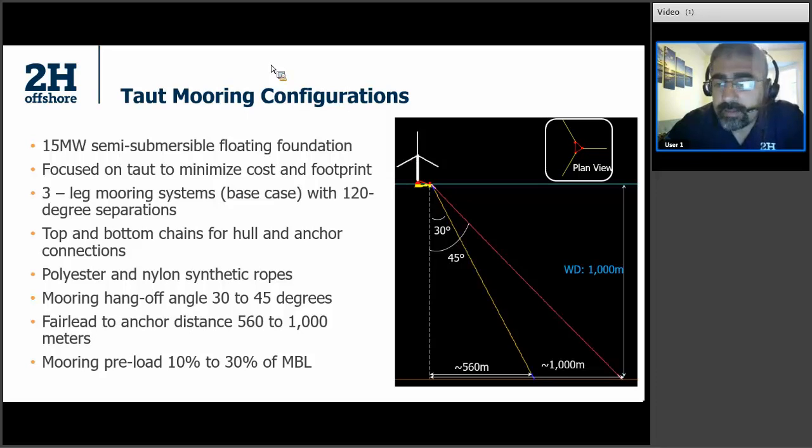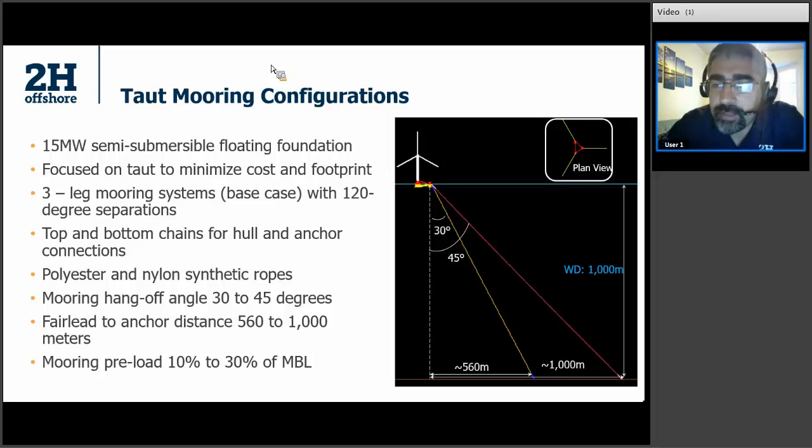We have a small amount of chain at the top and bottom to facilitate the connection to the hull and also to the anchor. Mooring hang-off angle, we are looking at from 30 degrees to 45 degrees.